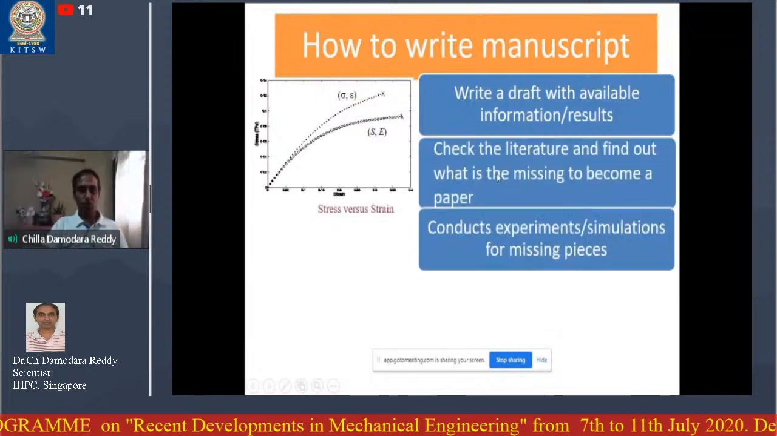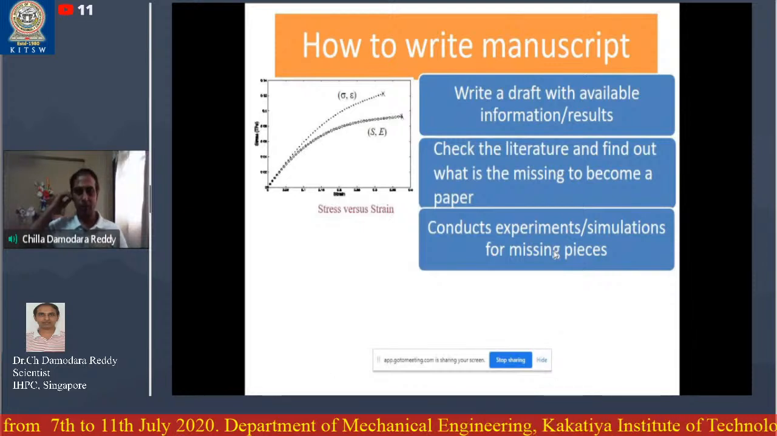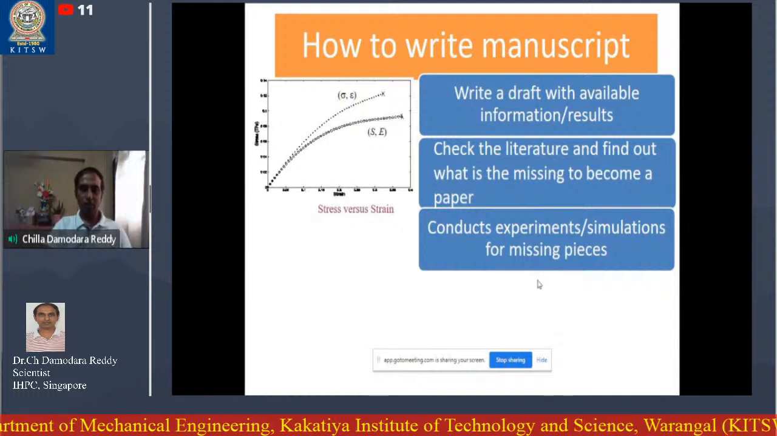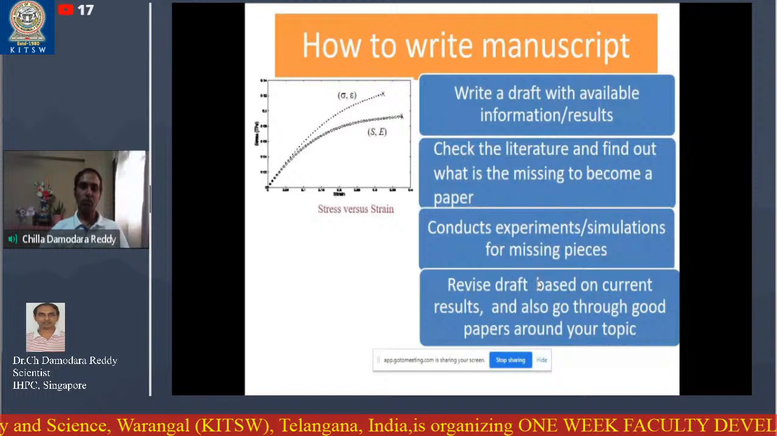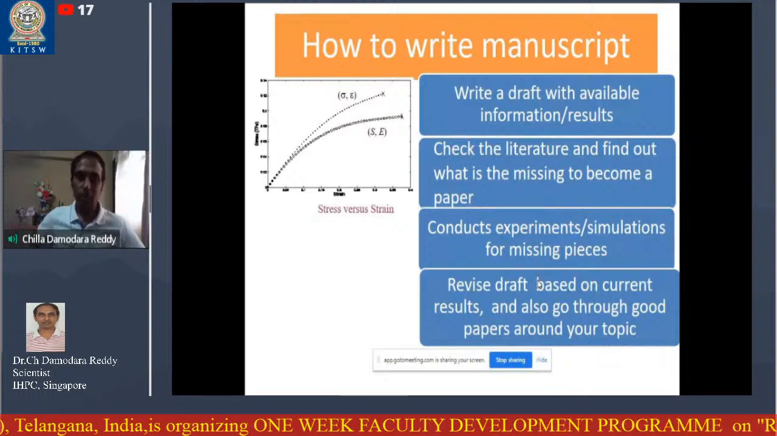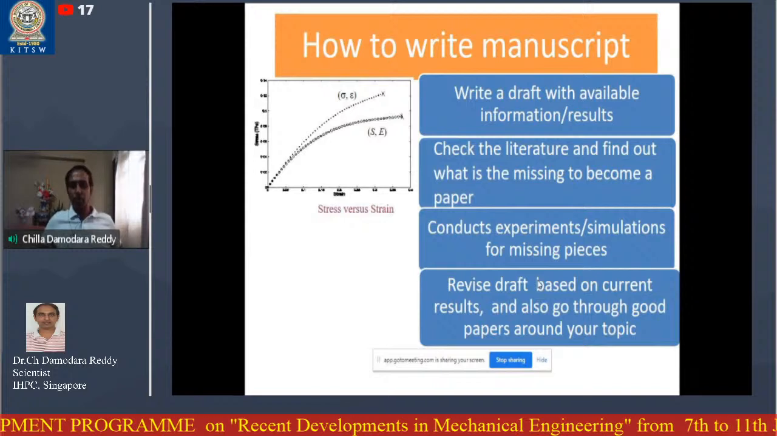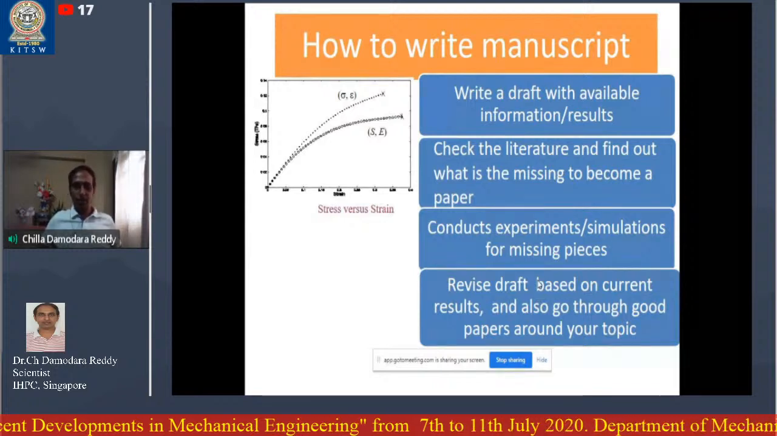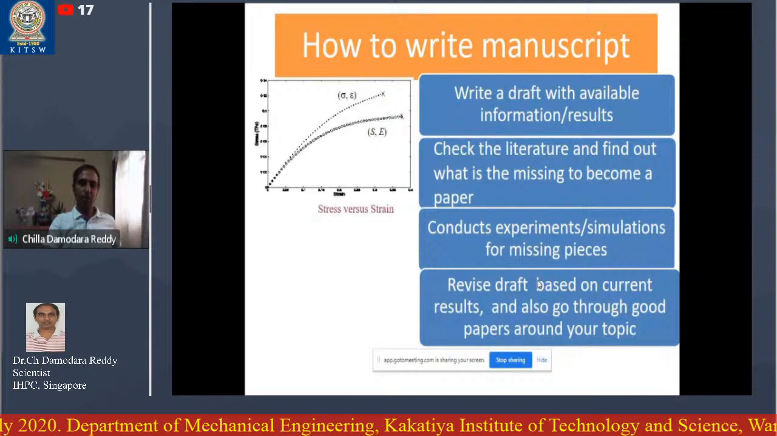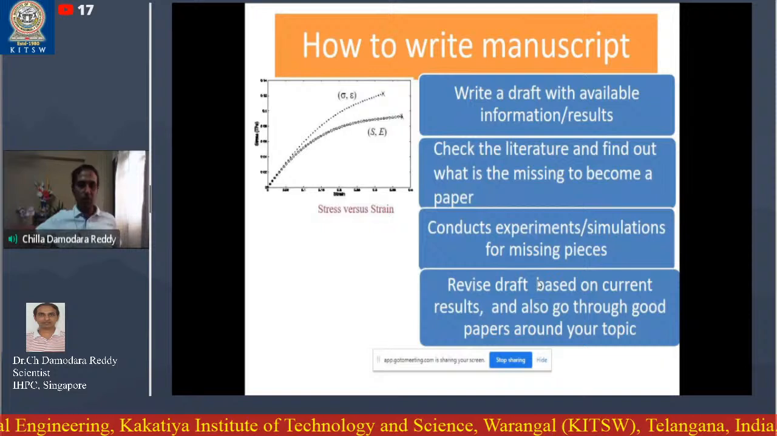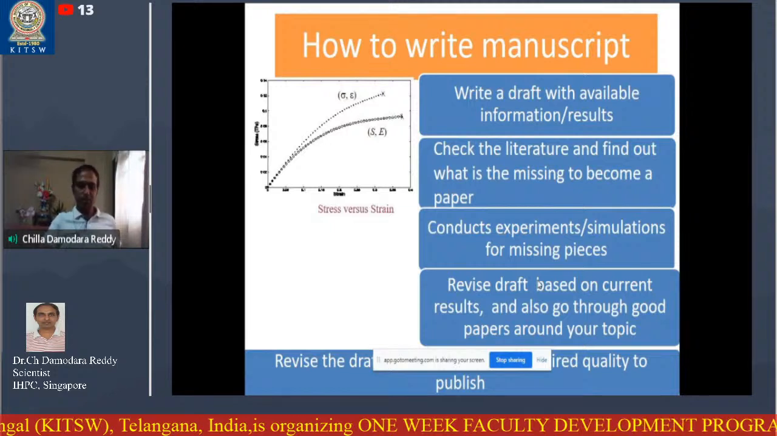So you have a small piece of information, and you can add more material by doing some experiments, by knowing the missing pieces of your work, so that you get a somewhat better draft than at the initial stage. Then revise the draft based on the current results and go through some good papers on your topic, so that you know much better what they are writing and how they are writing. You can tune your paper based on these well-reputed journal papers, so that you enhance your writing capability as well as the draft. So revise the draft many times to get the desired quality to publish in the journal.